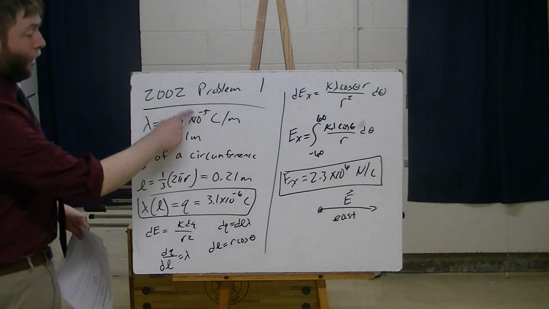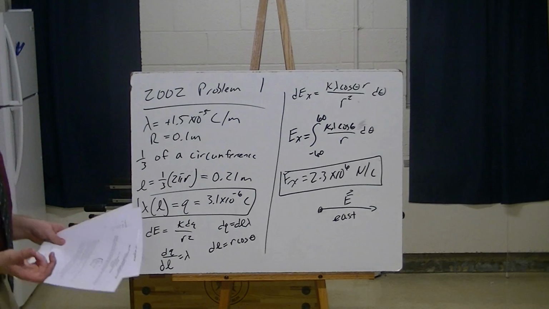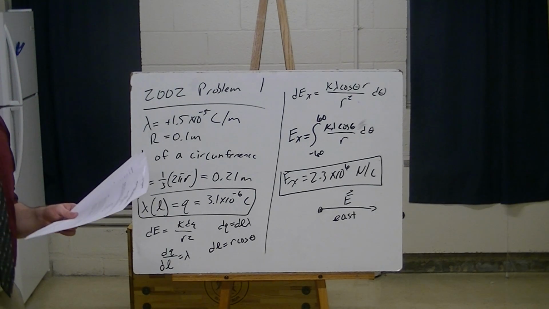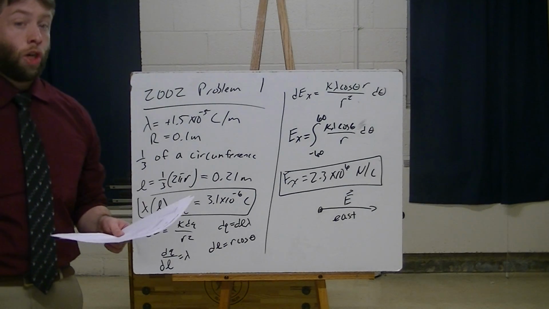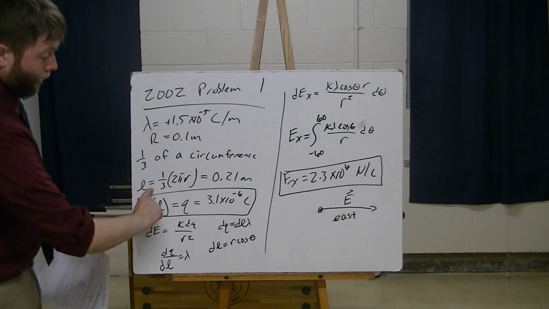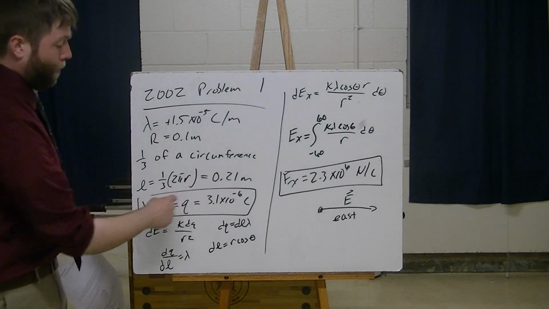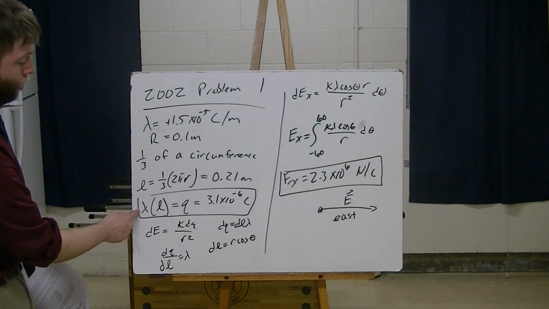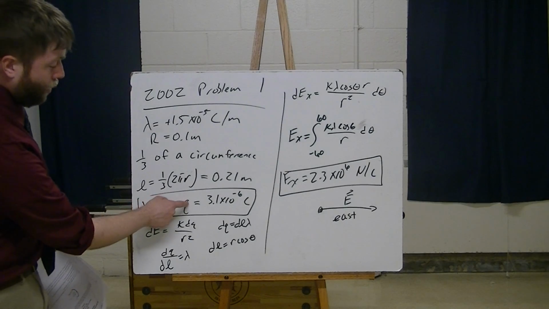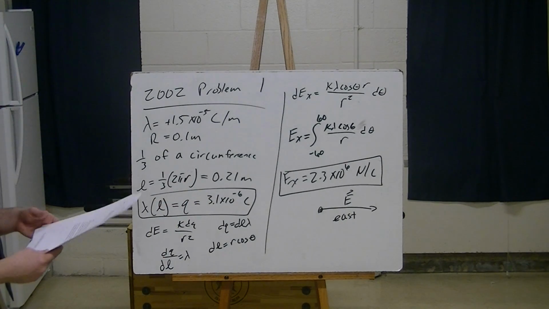If we multiply the linear charge density by the length of the rod, then we should be able to figure it out. Since we have 120 degrees, we know that that's a third of a circle. So we need to multiply by a third of the circumference. The length is 1/3 that of the circumference, so 0.21 meters. Here I'm multiplying the linear charge density by that length to get the total charge. I get a total charge of 3.1 times 10 to the minus 6 coulombs.